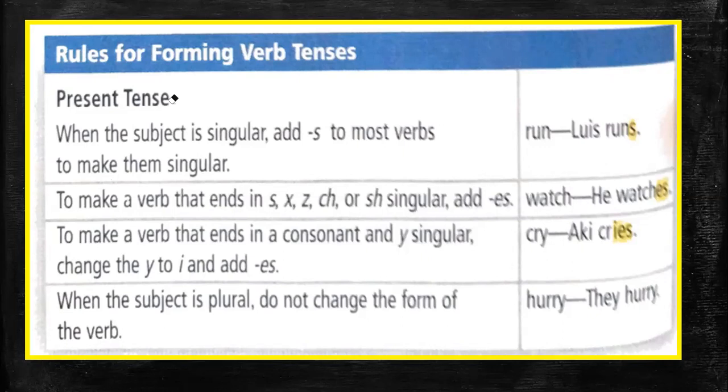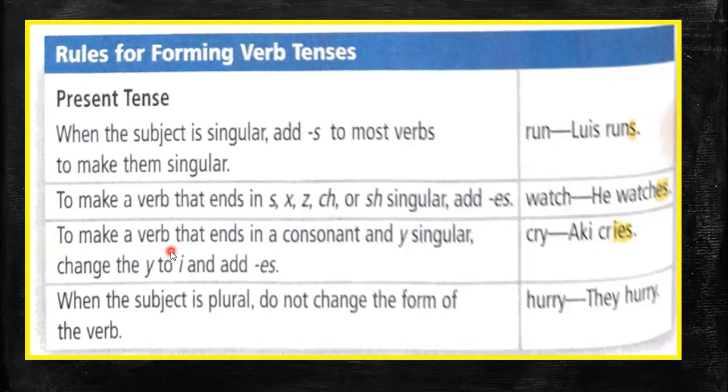Let's go to the second one. And the second rule says that to make a verb that ends in S, X, Z, CH, or SH singular, you add ES. So we say watch, watches. Don't forget that this talks about forming verbs in their singular form, okay? Because if you have a singular subject, this is what you have to do. So he is a singular subject, so the verb changes. So let's say he watches, and we add ES because the verb watch ends with CH, okay?